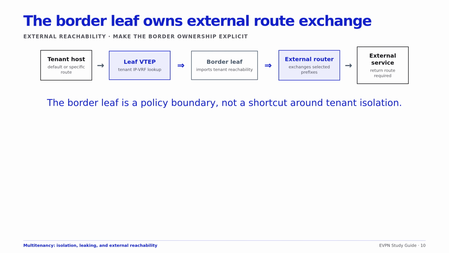External reachability needs an explicit boundary device or function. A border leaf imports selected tenant prefixes from EVPN and exports them toward a firewall, WAN, or Internet Edge. In the reverse direction, it imports approved external or default routes and originates them as Type 5 routes into the intended tenant VRF. The border must preserve tenant identity through separate VRFs, sub-interfaces, labels, or another explicit handoff.